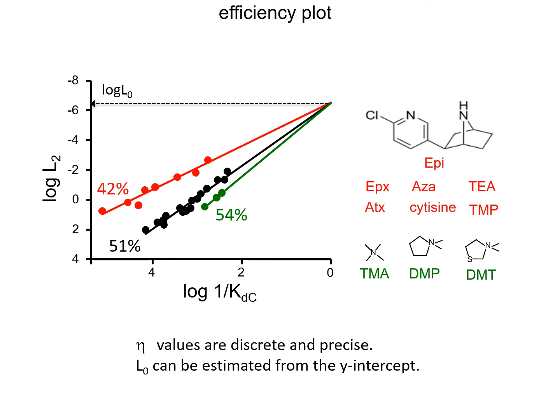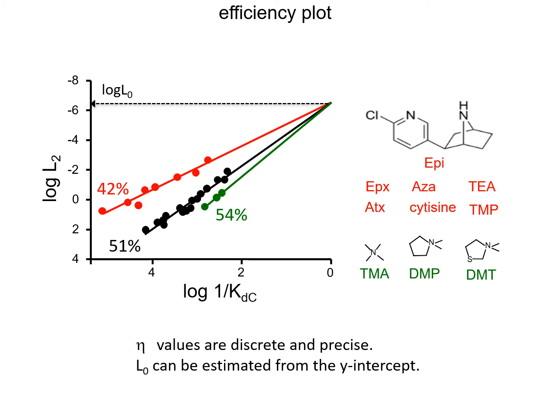So we can conclude from this plot that the efficiency values are discrete and precise. Discrete meaning they're not just scattered all over the place. They fall on one of 3 lines for 19 different agonists, and L0 can be estimated from the y-intercept. So if you make a plot for, let's say, even 2 or 3 agonists and just extrapolate to the value where log 1/KDC is equal to 0, you can get L0. So this is a good way to get L0 from wild-type receptors.